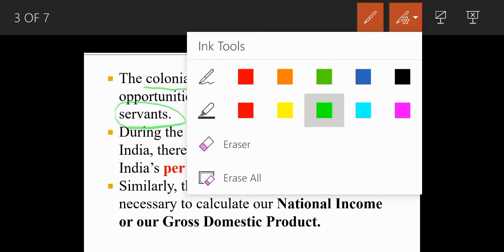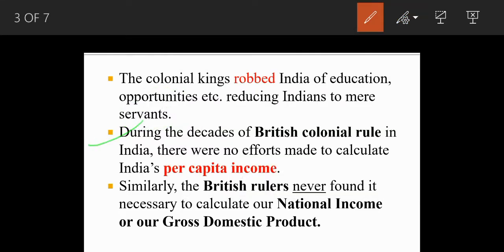Now the next point. It says that during the decades of British colonial rule in India, there were no efforts made to calculate India's per capita income. Now the question arises, what is this per capita income? Actually, it is a kind of average income which measures the per person income earned in a given period of time, say 1 year, and in a particular area, just like national income.